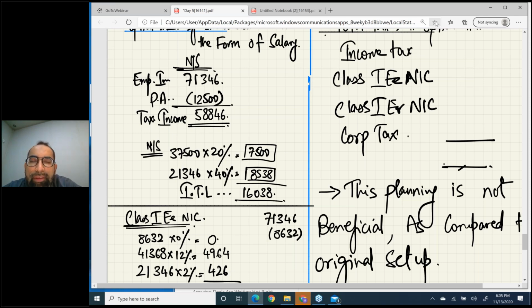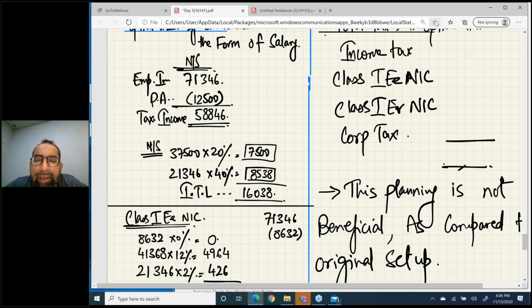The first band of class 1 employee NIC is 8632, so 8632 will apply 0%. No need to show this, but I've shown this here. So the first 8632 is 0%. The second band is from 8632 to 50,000, you can check the capacity. This will come out to be 41368.